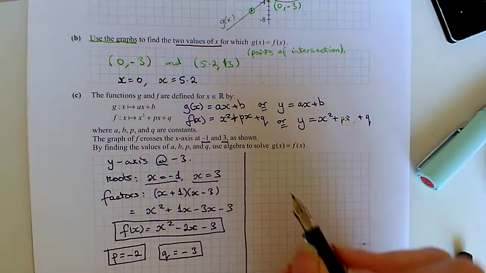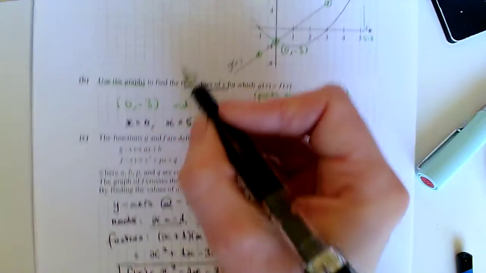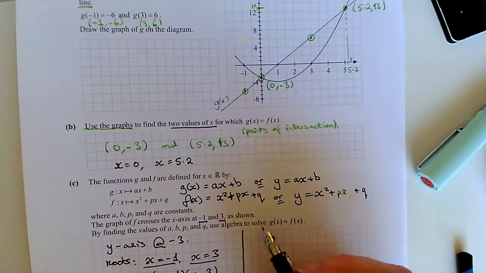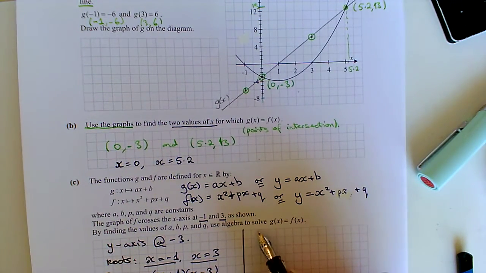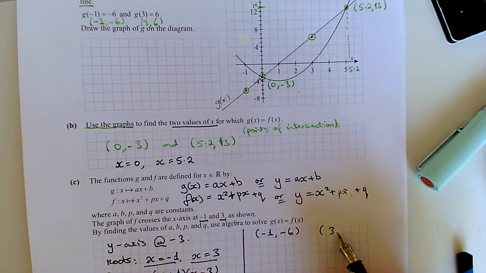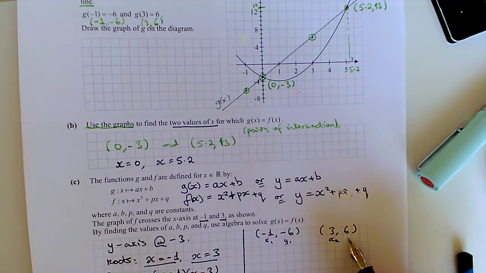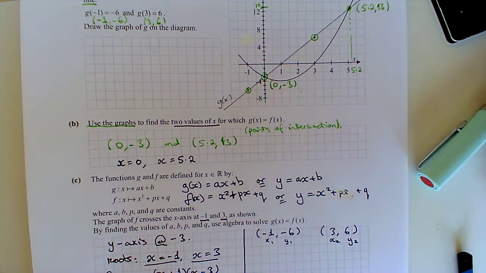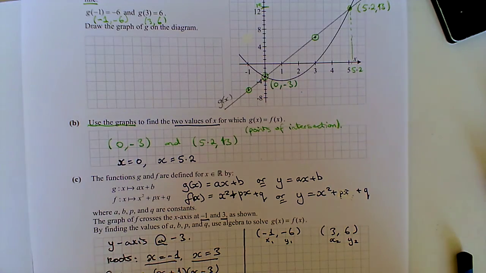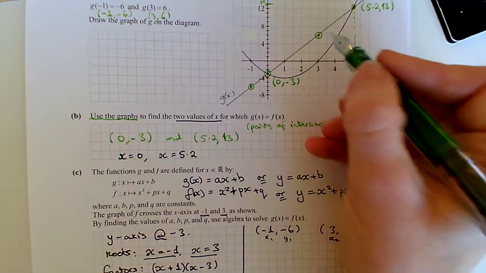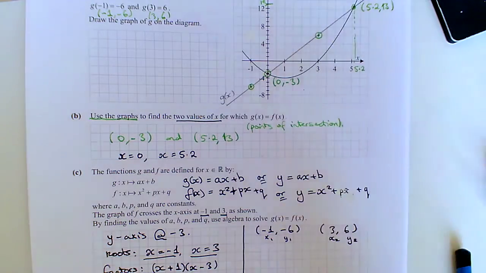Well, again, my line, I've got 2 points. And if I want to find the equation of a line, I need to find the slope. So I've got the point (-1, -6) and (3, 6). If I label those as x1, y1, x2, y2, I can find the slope of the line. Now I could do it by rise over run as well. You can see we've got 3 over 2 here, should be my slope.